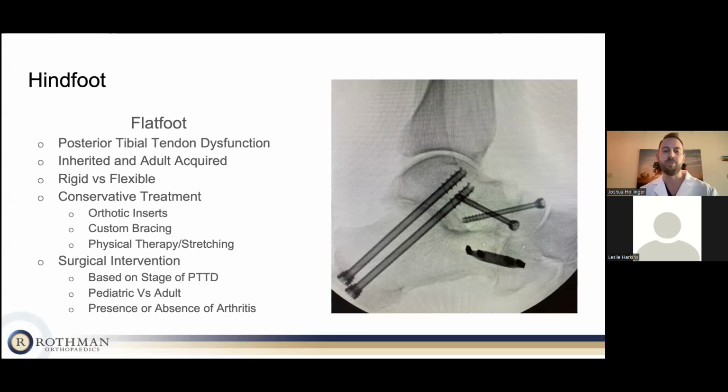From a surgical perspective, we base this off of the stage of posterior tibial tendon dysfunction, so stages 1 through 4. And we also think about this in terms of age and how much joint destruction has been done over time. So what I mean by that is I'm a car guy, I like cars, and so I try to use a lot of analogies that relate to those.